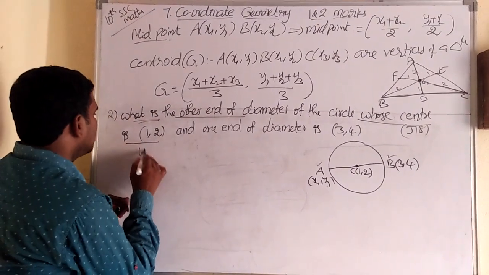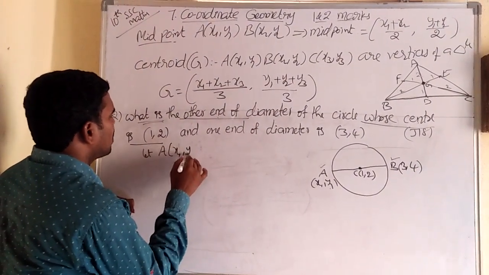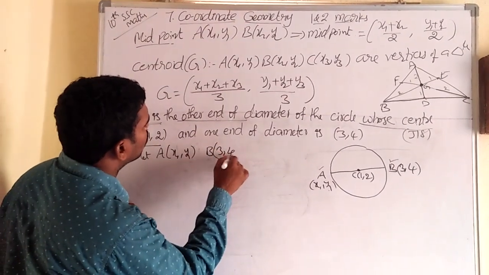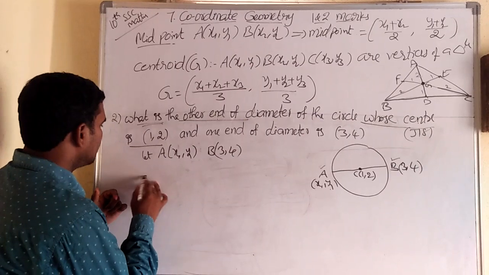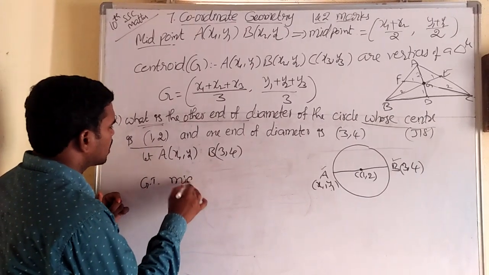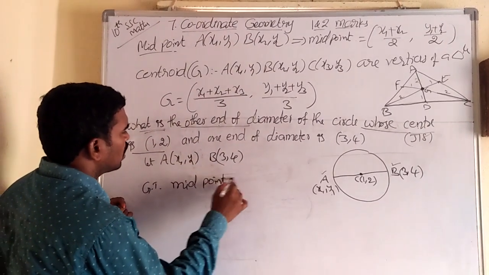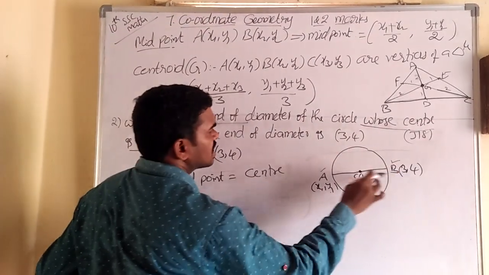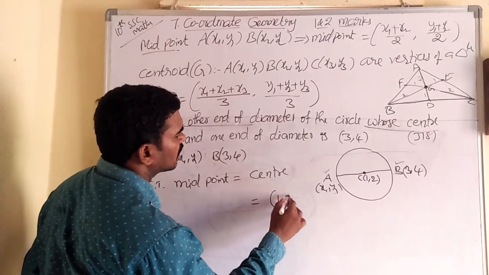So let A be (x1, y1) and B be (3, 4). Given that the midpoint of AB is the center. What is the midpoint here? The midpoint of AB is the center. What is the center? (1, 2).